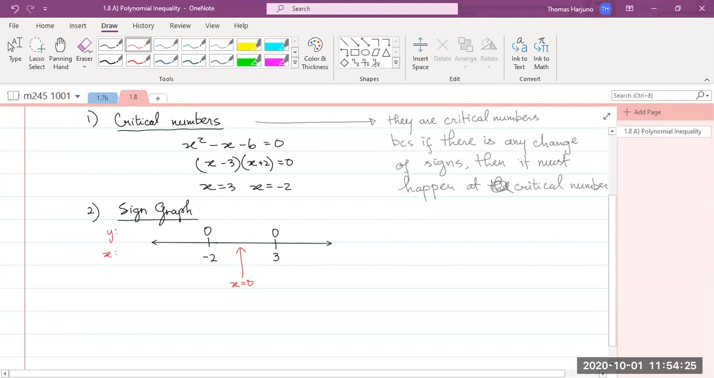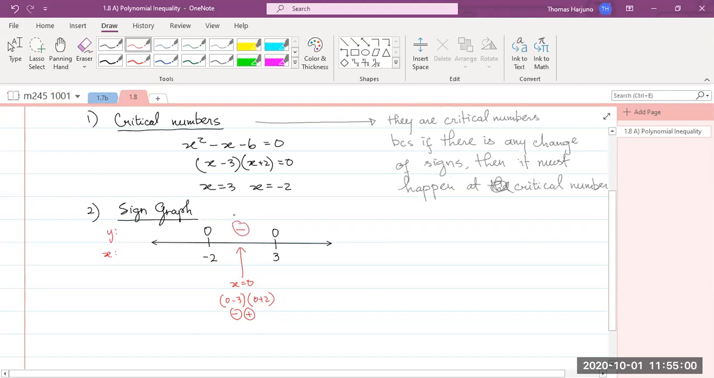Okay, so between -2 and 3, what number do you want to use? I think I would choose x equals 0. So when x equals 0, I plug that in here and here. We don't worry about the value, we just worry about the sign. Is it positive or negative? So let me plug that into 0 minus 3, 0 plus 2. 0 minus 3 is negative, 0 plus 2 is positive. So negative times positive is negative. Oops, I said negative, I wrote positive.